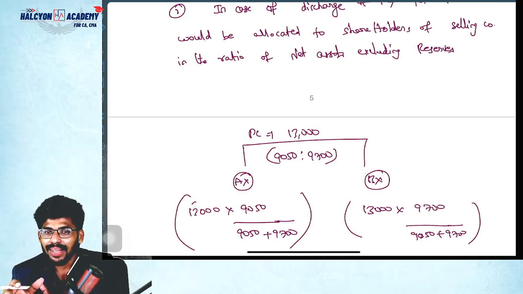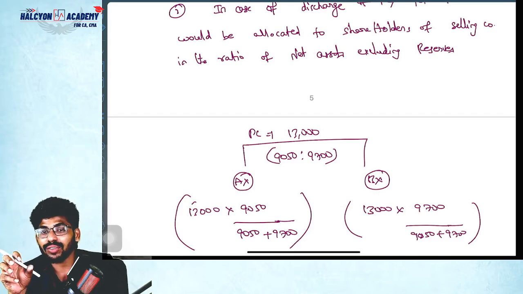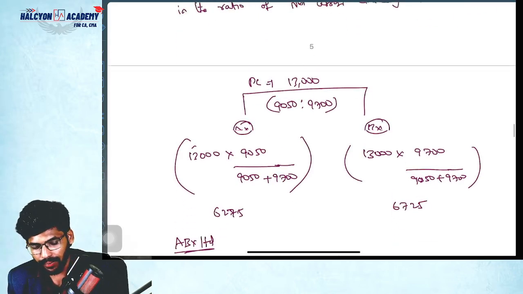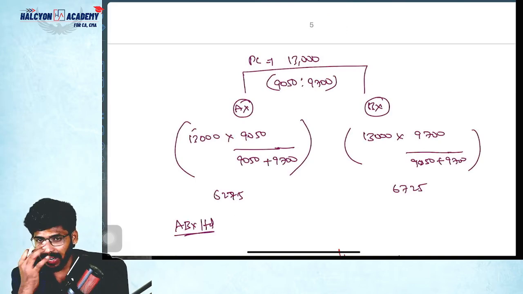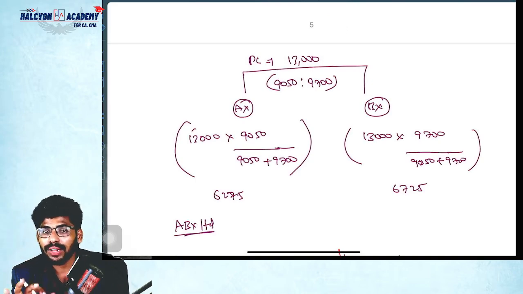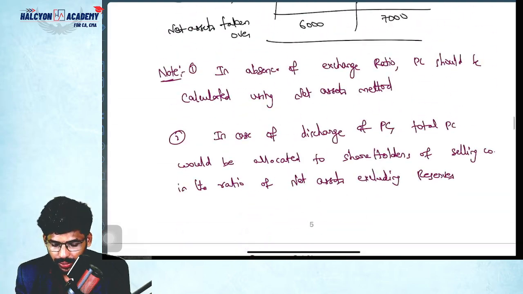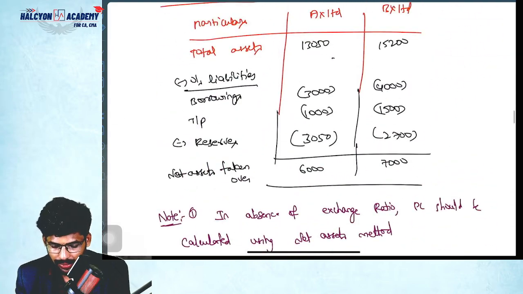Only. So that's why those reserves are internal only. So why do we need to discharge that? That's why excluding reserves. Excluding reserves only, we need to allocate based on excluding reserves only. So excluding reserves, what is the total net assets, guys?